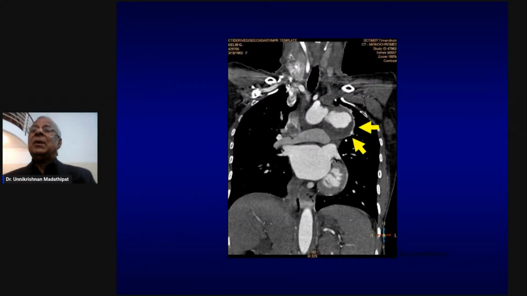Now, this is the picture of an AP view. You can see how big the aneurysm is, a lot of thrombus, and it extends into the concavity of the aorta much more than what we see in the knuckle.